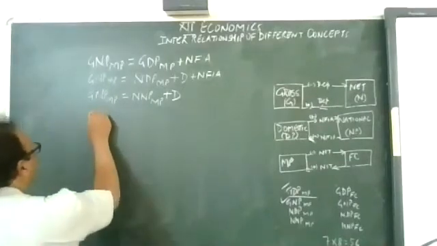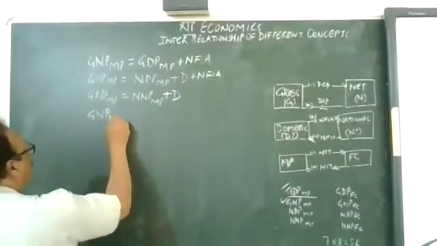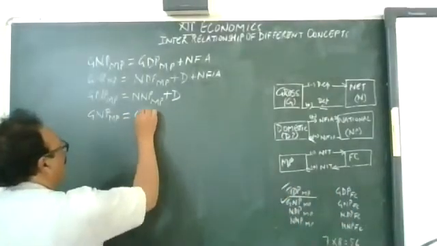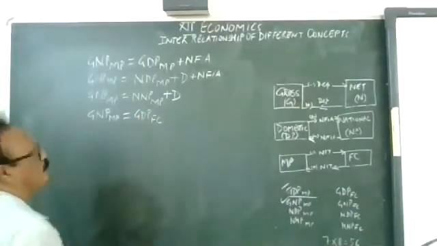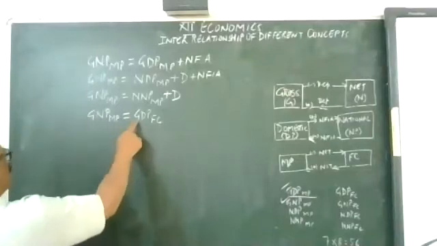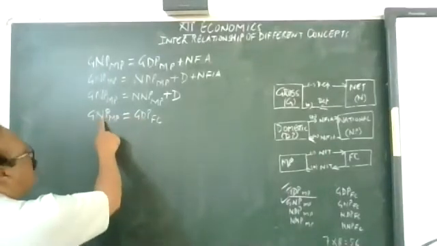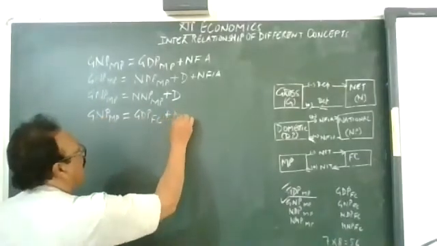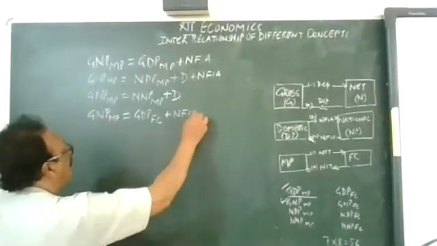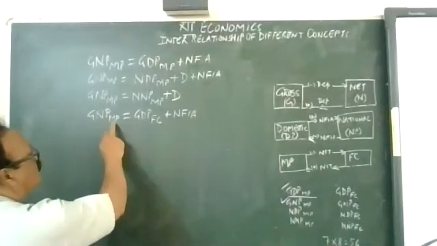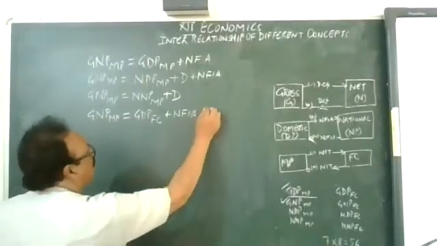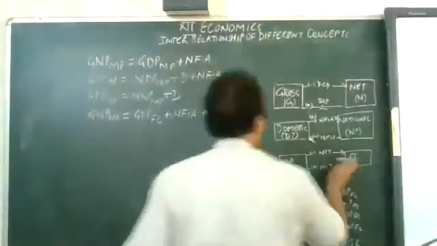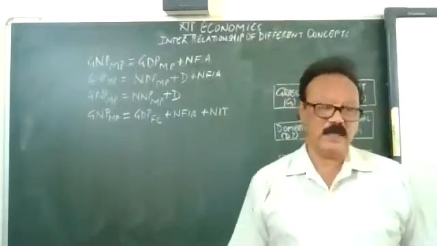Now GNP at market price from GDP at factor cost. Gross domestic to national, what would be plus NFIA. Factor cost to market price will be plus NIT. Factor cost to market price, plus NIT.